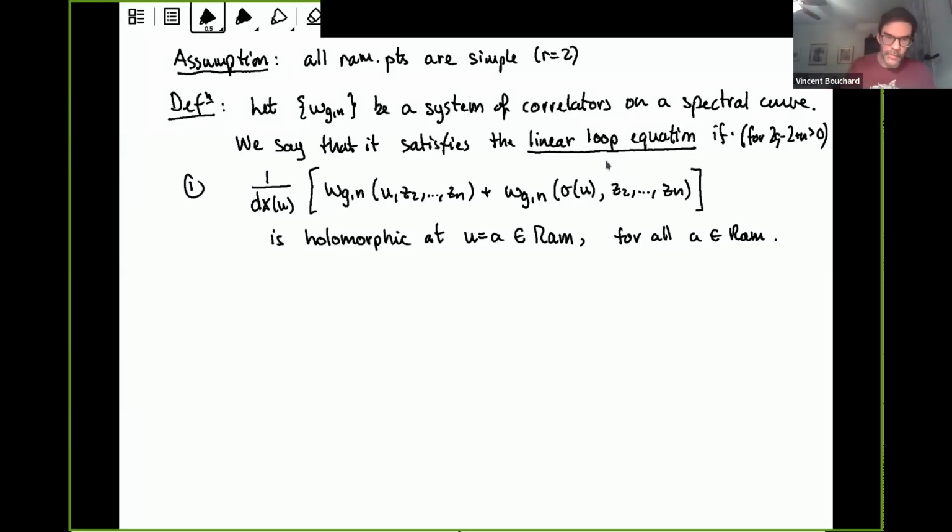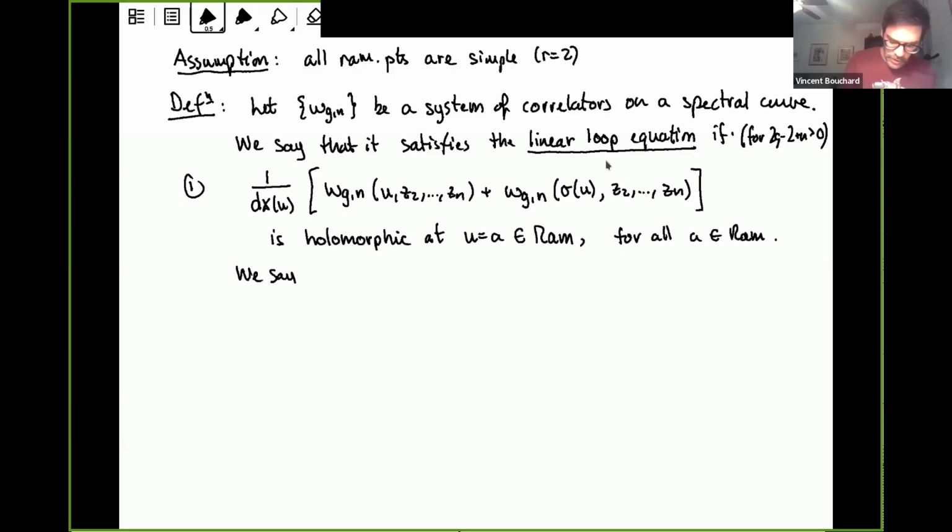And here I'm dividing by dx. So this again is just a shorthand notation for saying, well, the omega g,n are differentials in u, dividing by dx of u. So that is just a function of u. You just cancel the d's. Okay, so that's a loop equation. This is locally defined. That's a local condition at the ramification point.